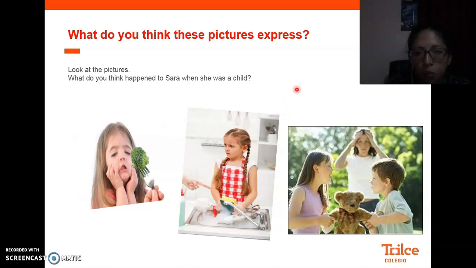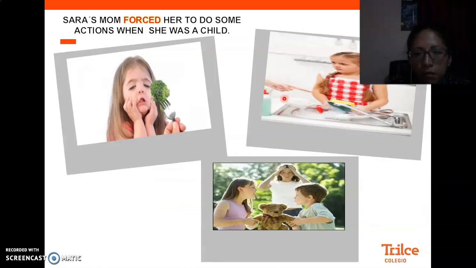Let's move to the next one. Now look at these pictures. Sarah's mom forced her to do some actions when she was a child. What does it mean that Sarah's mom forced her? Force means to push somebody to do something that he or she usually doesn't like to do. Okay? There is an obligation. You are forced to do something. You are pushed to do something.